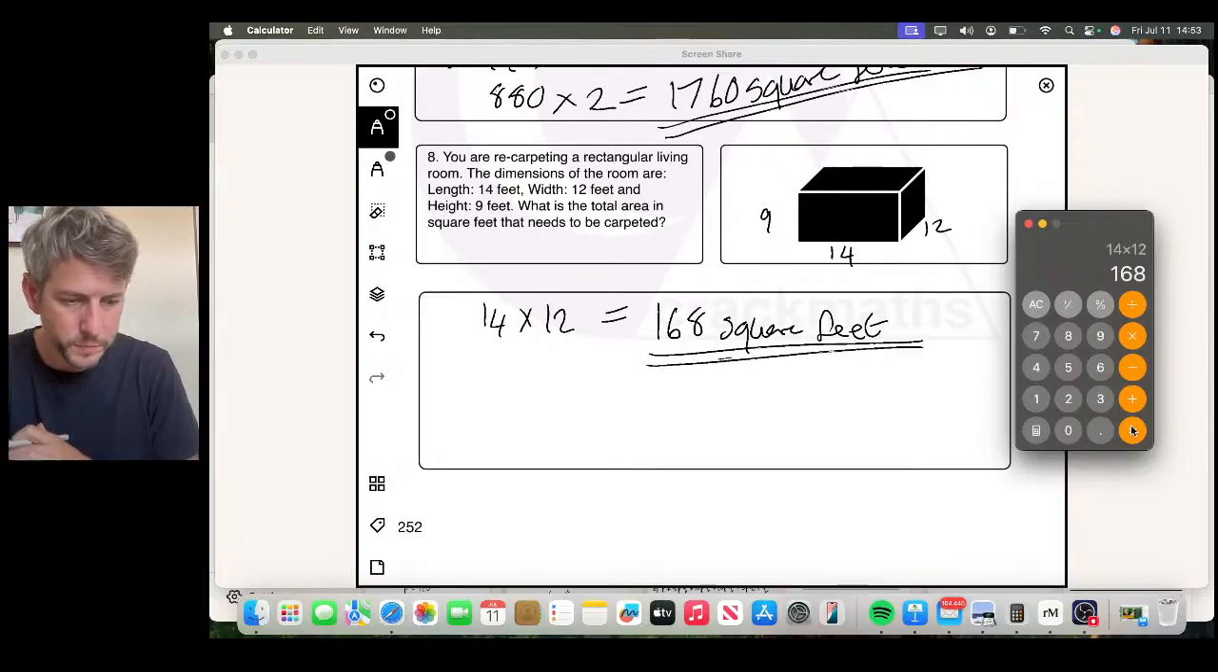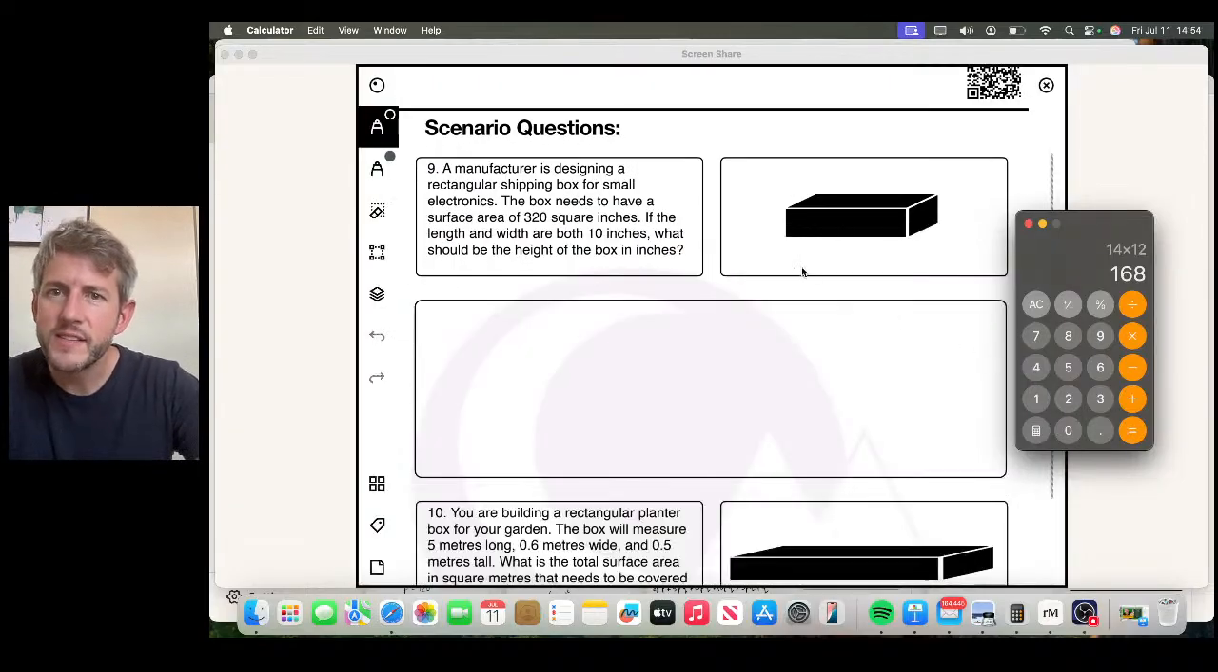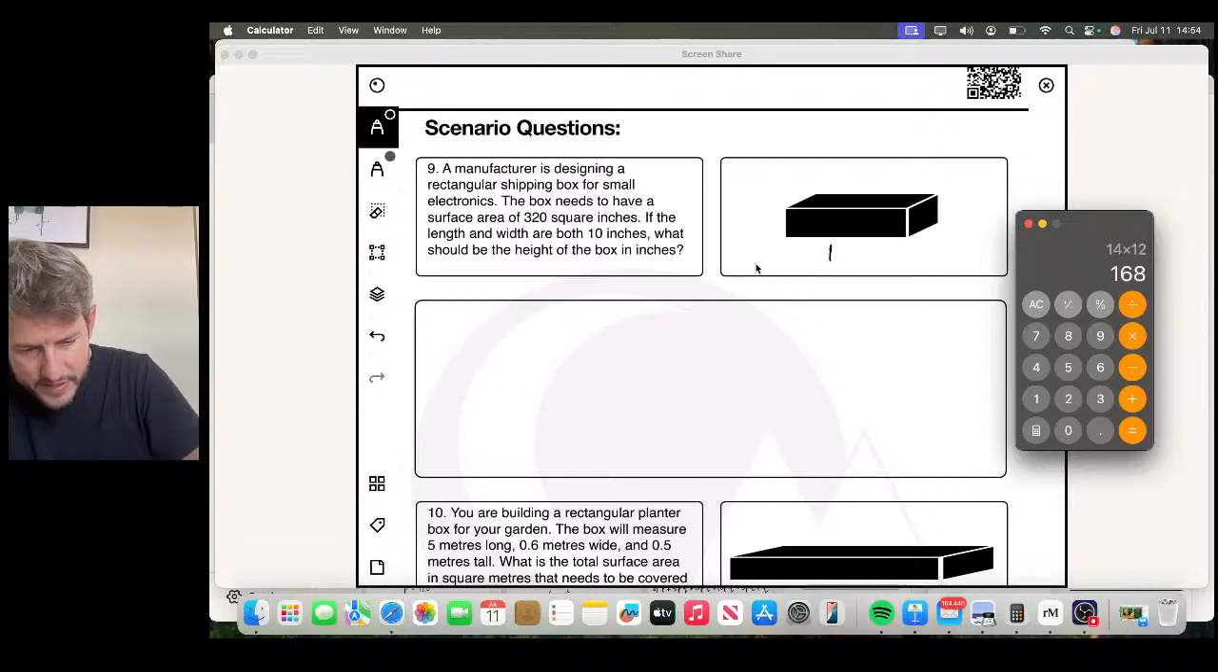Okay. Right, question 9. A manufacturer is designing a rectangular shipping box for small electronics. The box needs to have a surface area of 320 square inches. If the length and width are both 10 inches, what should the height of the box be? Okay, so this is 10, this is 10, and then we've got the height.